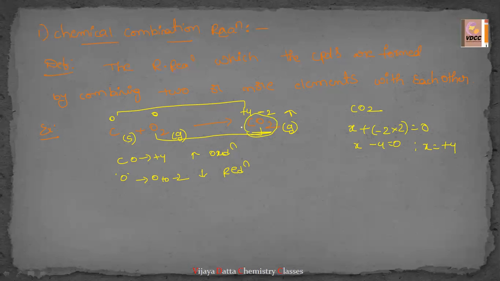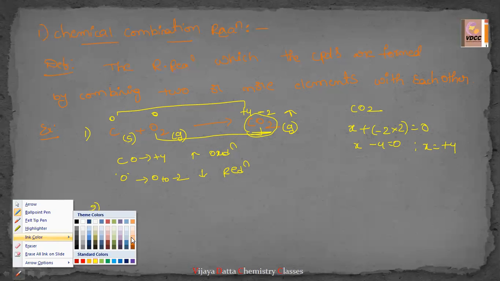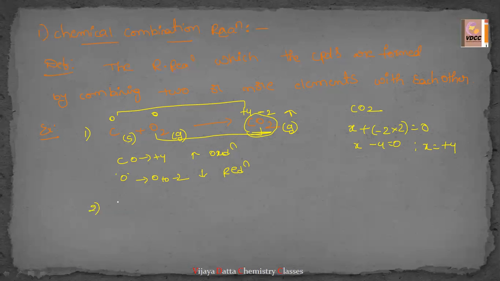So these are said to be the chemical combination reactions. Okay students, we can go for the second example also. The next example I am taking over here is S plus O2. Otherwise, the alkanes and combustion, CH4 plus O2.